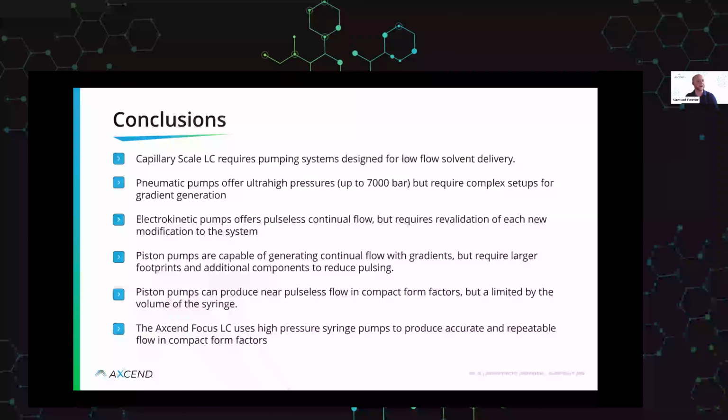Piston pumps, these are what everyone's sort of used to. They are capable of generating continual flow and stable gradients, but they often come with larger footprints and the need for pulse dampeners to reduce some of those fluctuations. And then syringe pumps can produce near pulseless flow in compact form factors, but only for a limited time based on the volume of your syringe. That should say syringe, my apologies.